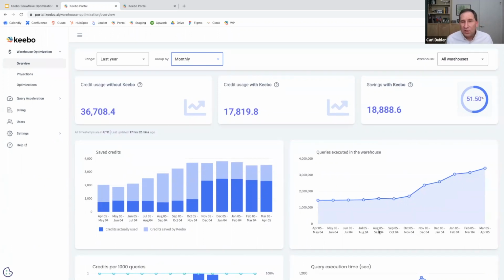So they're managing to get all of the goals met: saving money, using Snowflake more. The data team doesn't have to do much. This is fully automated, and the CFO is quite happy with the savings.